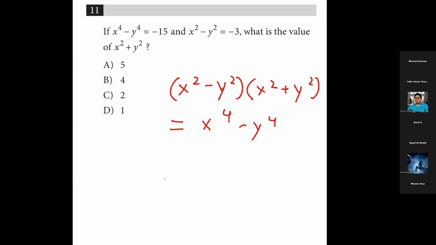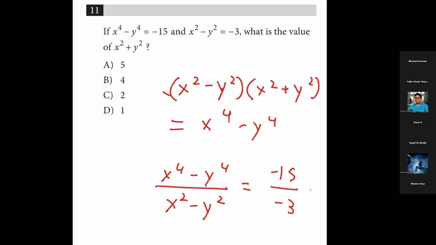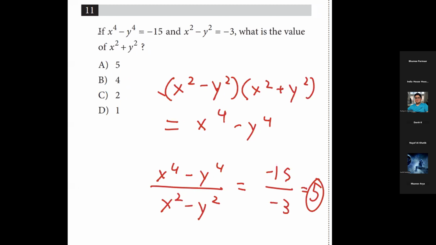And so, based on that information, if we want to solve for x squared plus y squared, we can just take x to the fourth minus y to the fourth and divide by x squared minus y squared. That would be x to the fourth minus y to the fourth over x squared minus y squared, which we are given values for, negative 15 over negative 3, which would get us an answer of 5. So the correct answer is choice A.